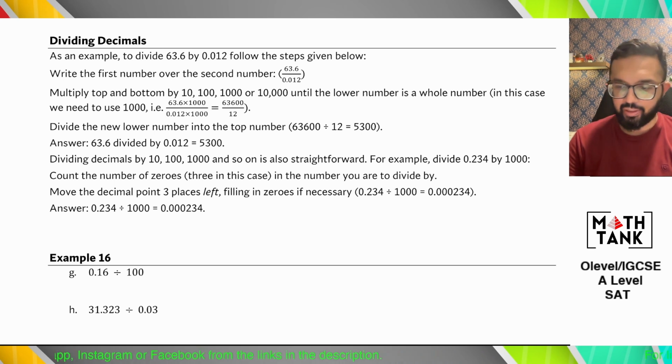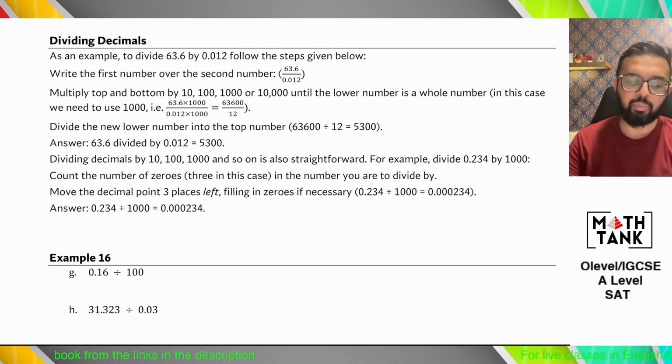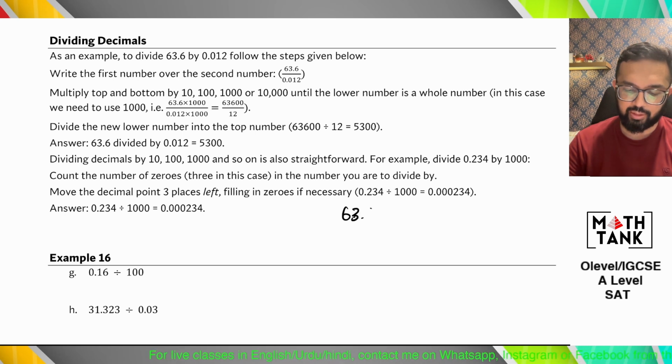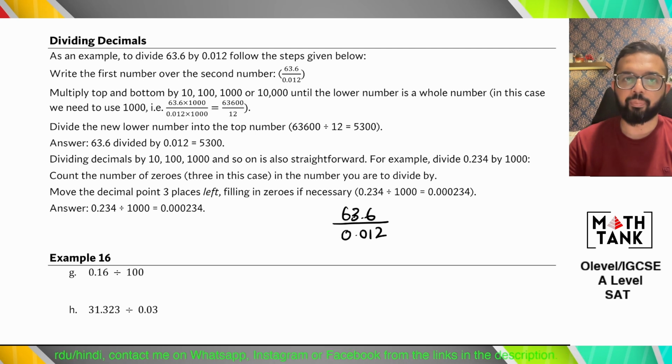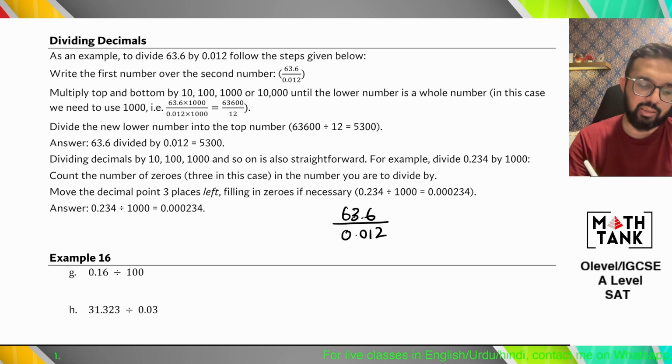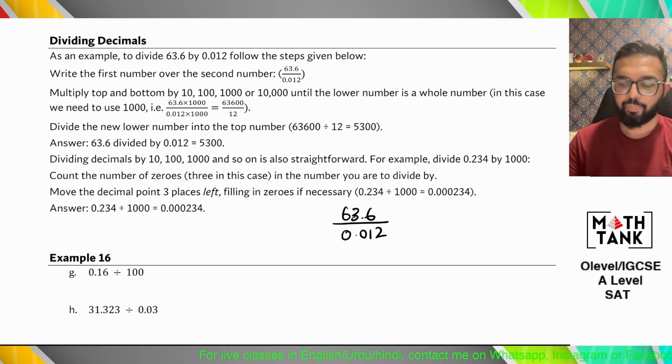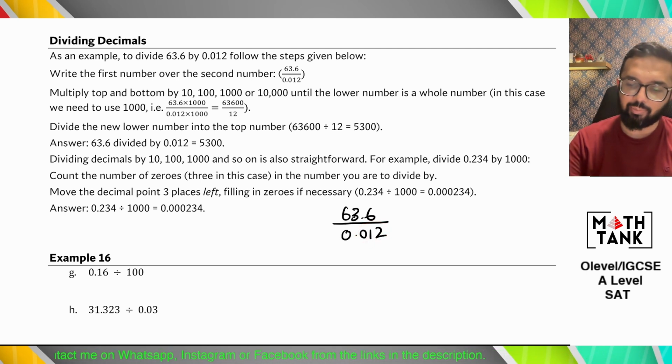Then the tough part of decimals is dividing decimals. As an example, to divide 63.6 by 0.012. So that's what we are trying to do. 63.6 divided by 0.012. First write it in fraction form. Now you multiply top and bottom by 10, 100 or 1000 until the lower number is a whole number. In this case, we need to use 1000. What this simply means is that you need to get rid of the decimal places. This has one decimal place and this has three decimal places. So this is going to be multiplied by 1000 to get rid of the decimal places.